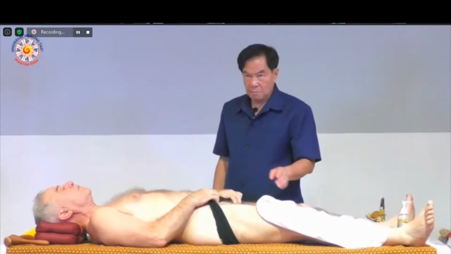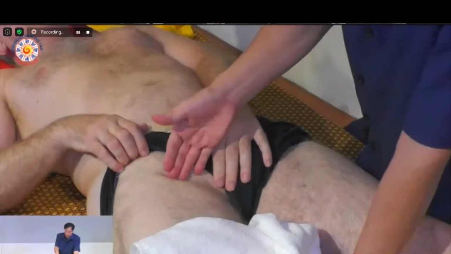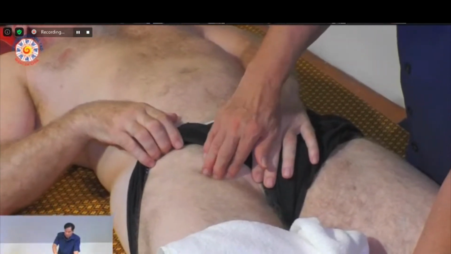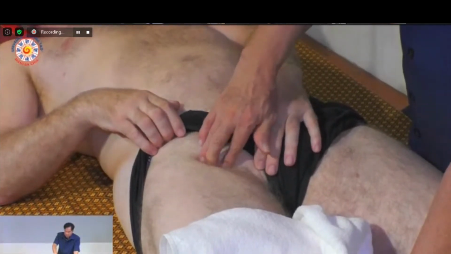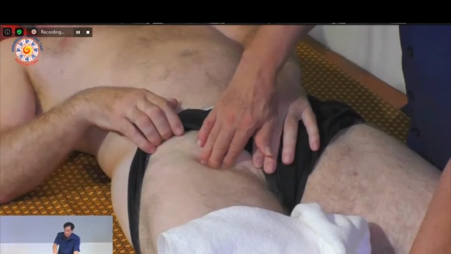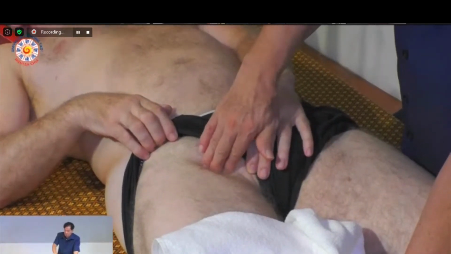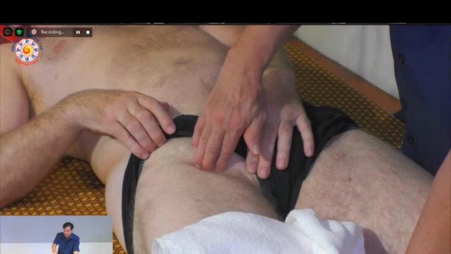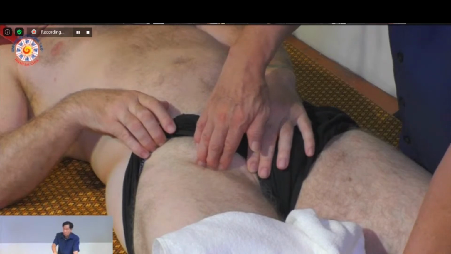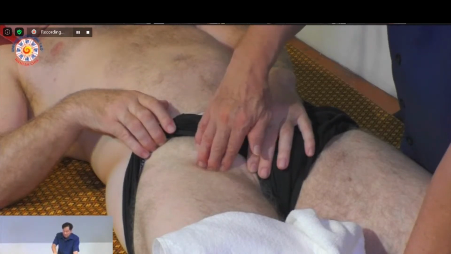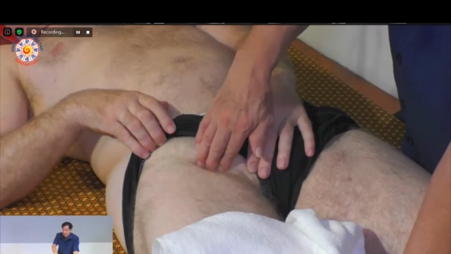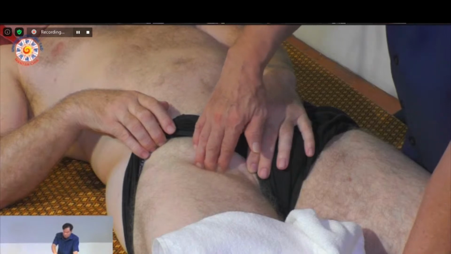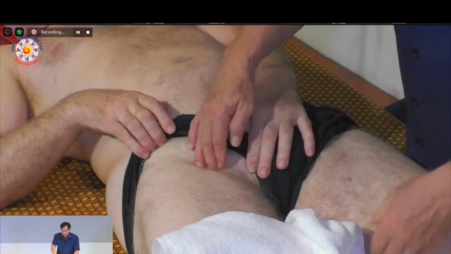Now the same theory, you find the pulse. So the pulse right here. So you just have to remember from the outside to inside. The artery comes first, when it's pulsing, the femoral pulse, and from there you go inward. That is the vein.